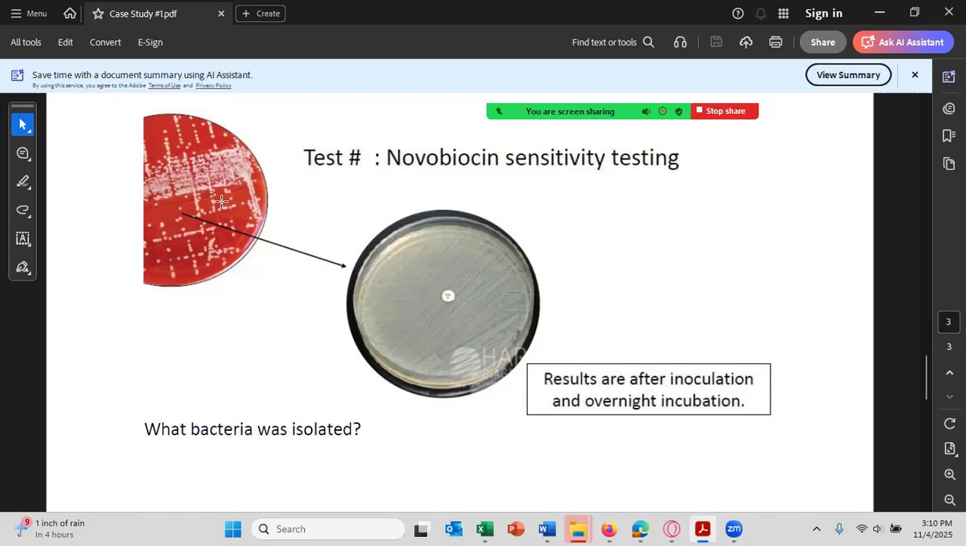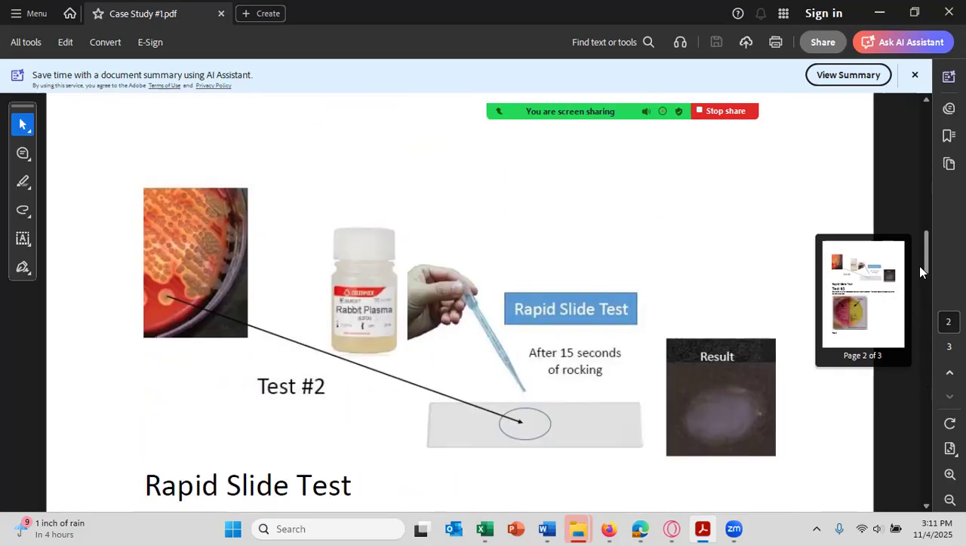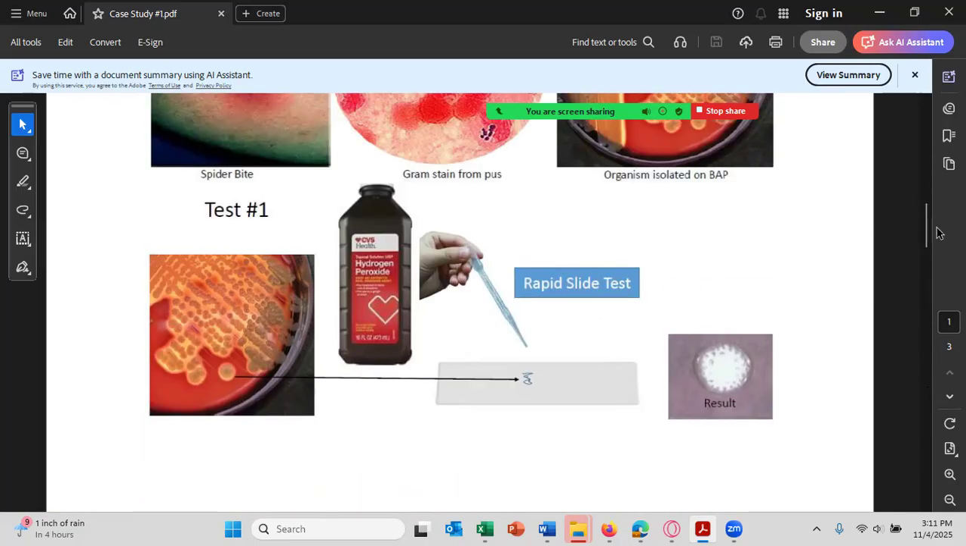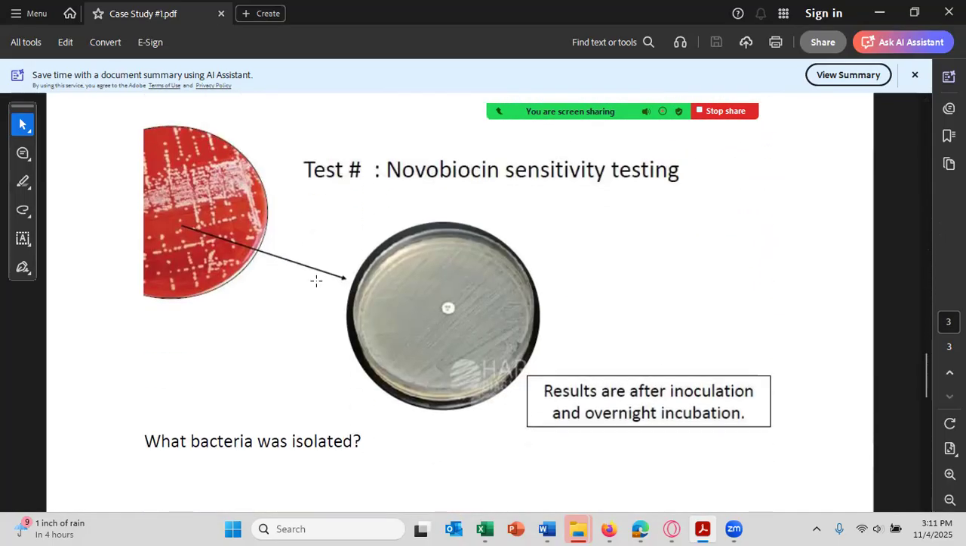And I'm not sure why that looks different. You just ignore the fact that that's looking different than the blood agar plate here. Maybe that's not blood agar, I don't know. And this obviously is resistant to novobiocin.